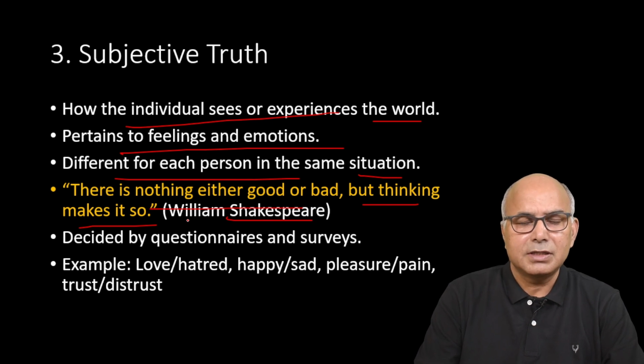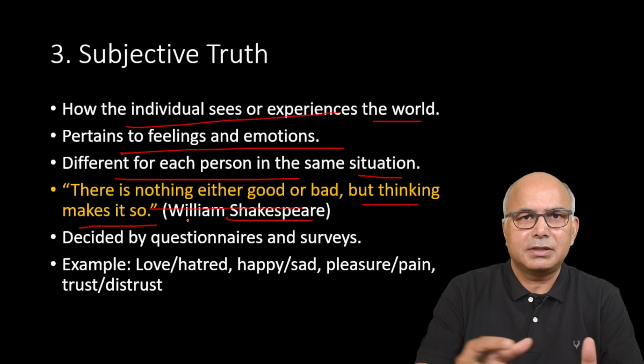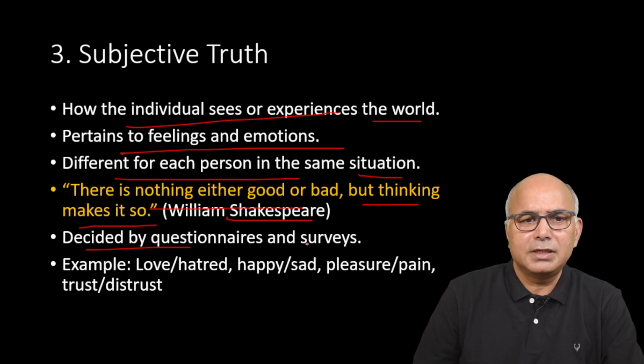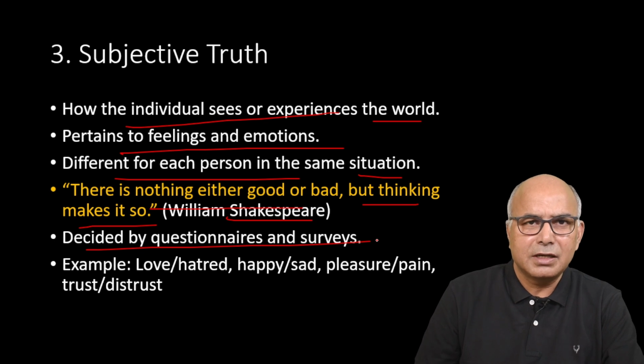Now that is what is the subjective truth. Any particular incident takes place, any war takes place, some people will say it is good, some people say it is bad. Now those are the things which are basically pertaining to emotion. That is what is called subjective truth. Subjective truth is generally decided by questionnaires and surveys.